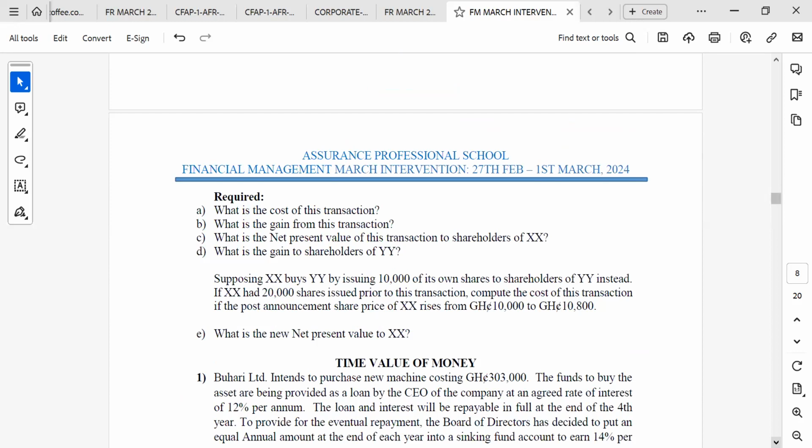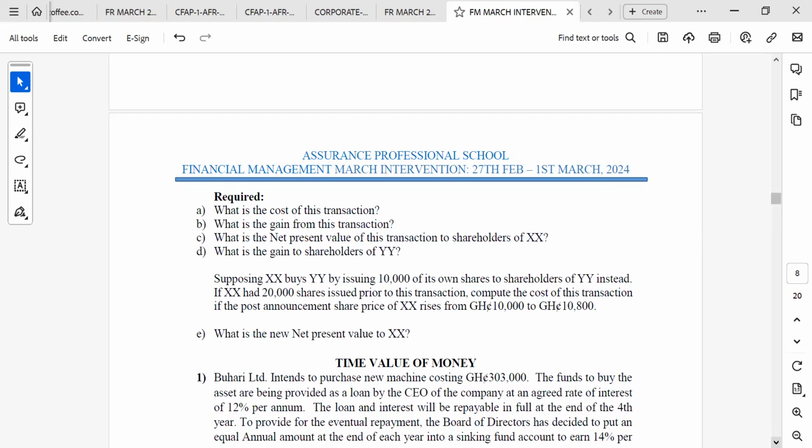Then, supposing XX buys YY by issuing 100,000 of its own shares to shareholders of YY instead. If XX had 20,000 shares issued prior to this transaction, compute the cost of this transaction if the post-announcement share price of XX rises from 10,000 to 10,800. What is the net present value of XX?